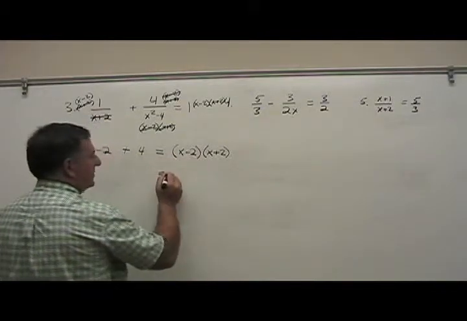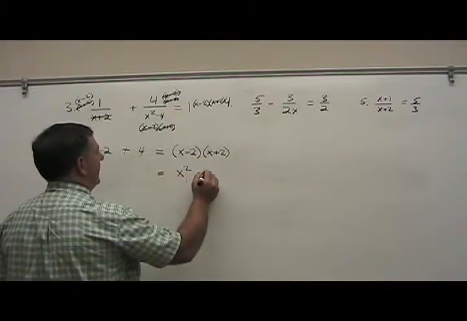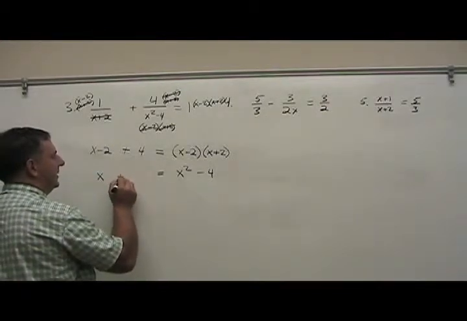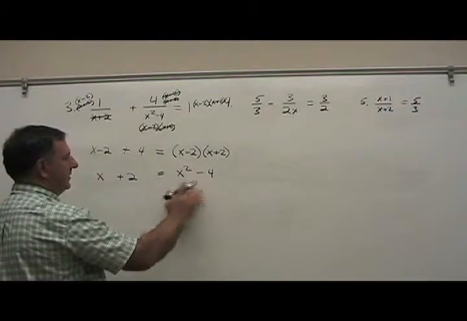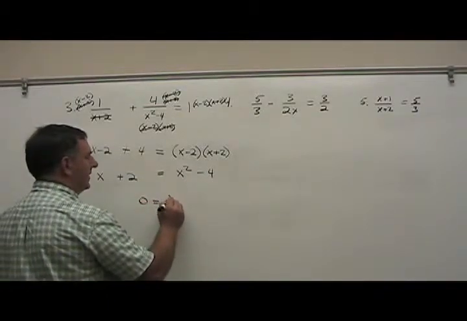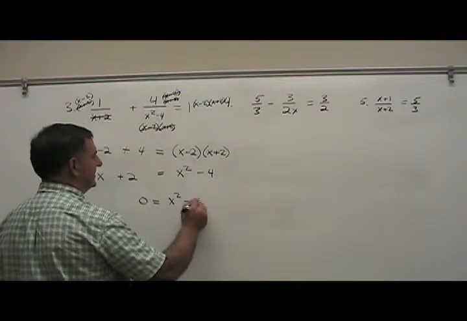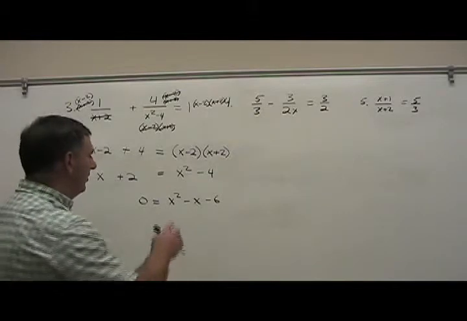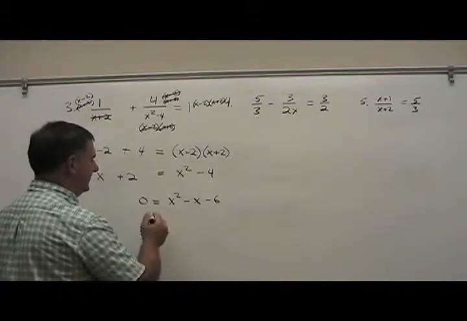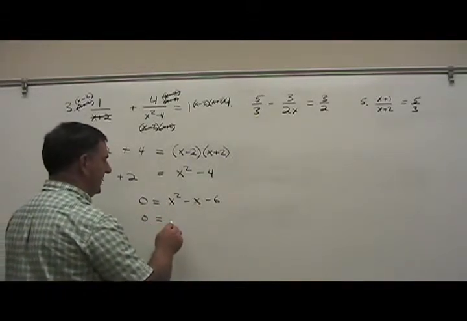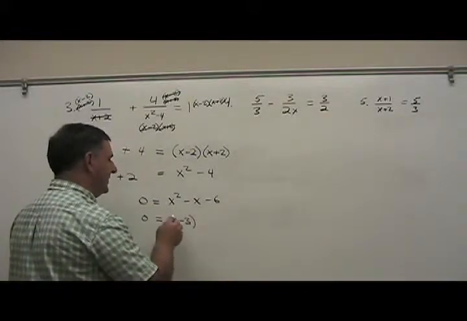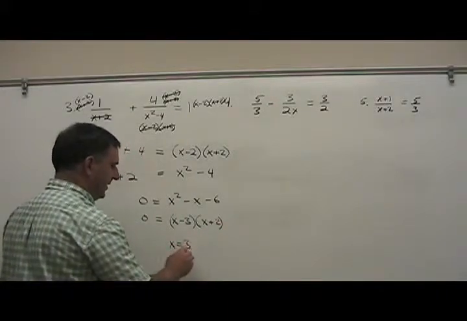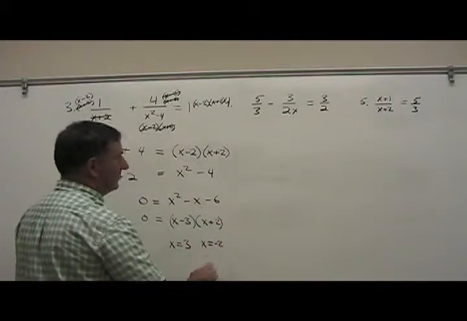Over here, we'll first multiply x squared minus 4, and we'll collect our like terms over here as x plus 2. Now we'll move these terms over to here, setting this equal to 0. We'll have x squared minus x minus 6. And since this is a quadratic where we have x squared, we'll need to factor this out. This will then factor into x minus 3, x plus 2, and we'll end up with solutions of x equals 3 and x equals negative 2.